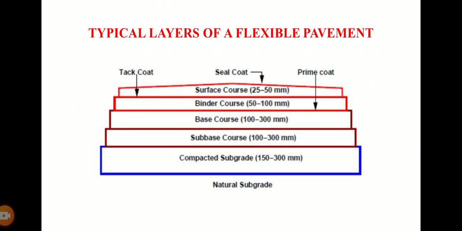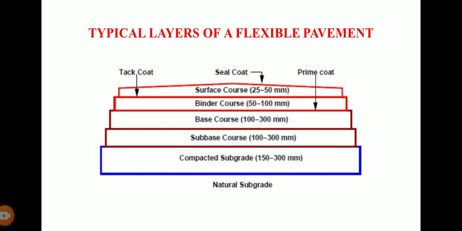This is the typical cross section or typical layering condition in the flexible pavement. Starting from the bottom, there will be the natural subgrade over which there will be the compacted subgrade of 150 to 300 mm thickness. Above that there will be a subbase course of 100 to 300 mm.